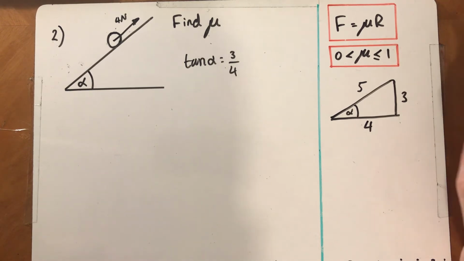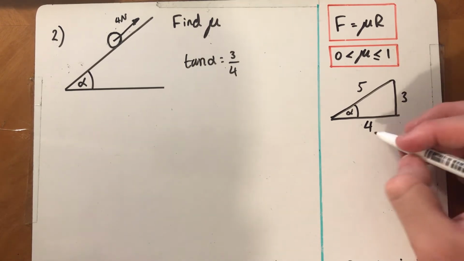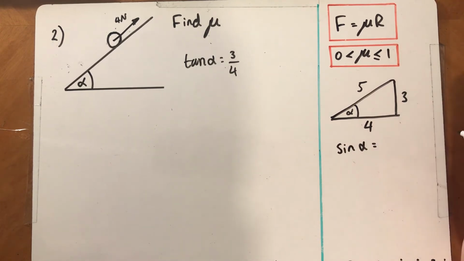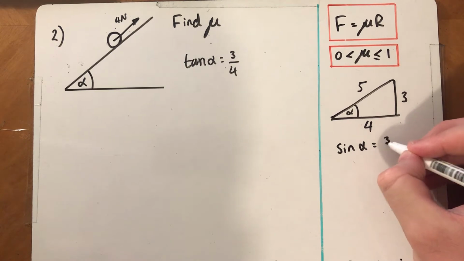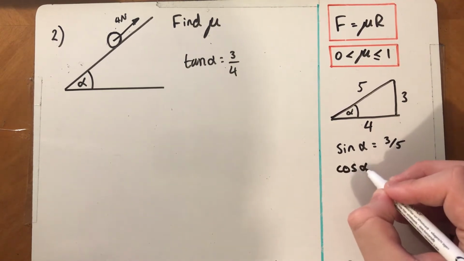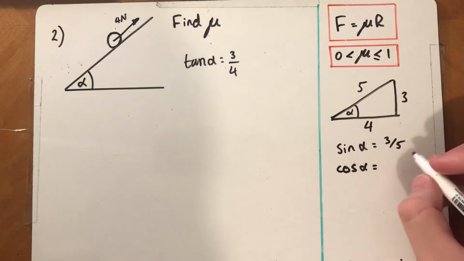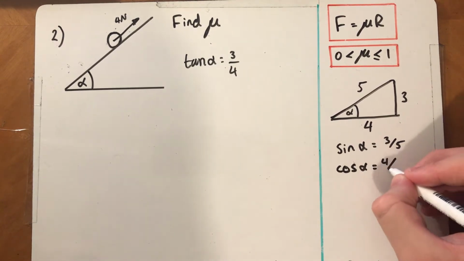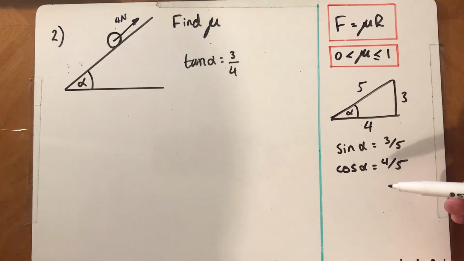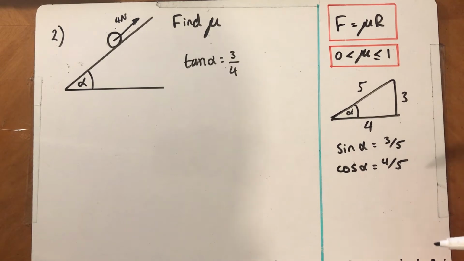Okay, so now we can calculate the value of sine alpha, because we know that sine alpha is the ratio of opposite and hypotenuse. So sine alpha is 3/5 and cos alpha is the ratio of adjacent and hypotenuse, so cos alpha is simply 4/5. Now we have exact values of sine alpha and cos alpha. That's going to help us for the other parts of the question.